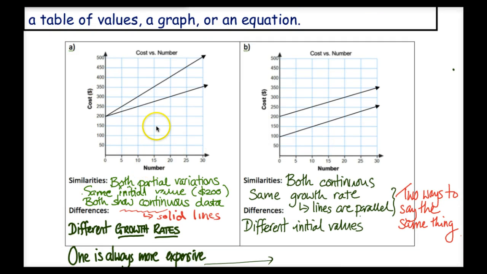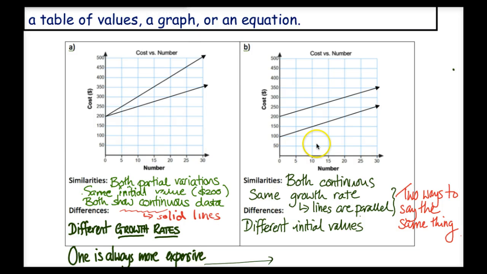We said that in the first graph there were several similarities that were mentioned. They are both partial variations. They both start above the zero on the vertical axis here, as you can see. They have the same initial value of $200, and both show continuous data. These are solid lines, so the data is continuous. The main difference was that they have different growth rates, as already mentioned. And there was another difference that was mentioned, is that one is always more expensive. So the upper one of the two is always more expensive, no matter what the number is on the horizontal axis.